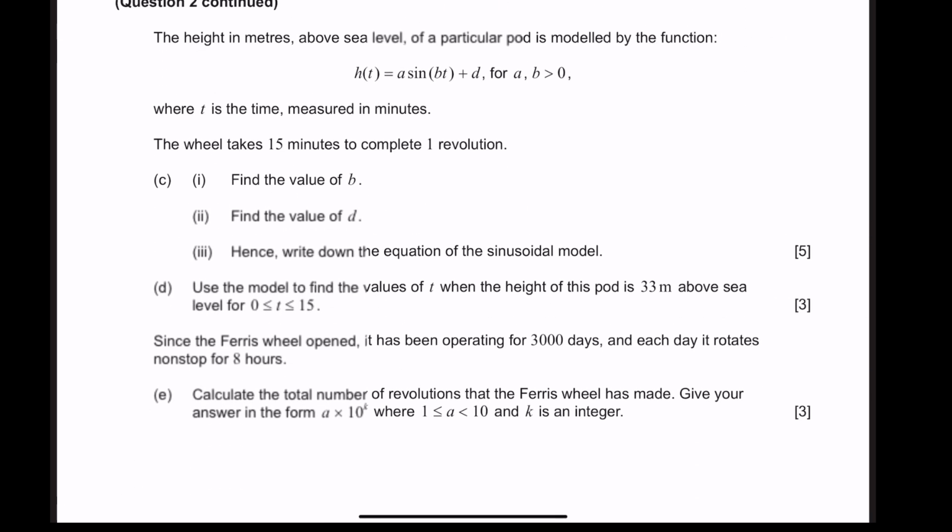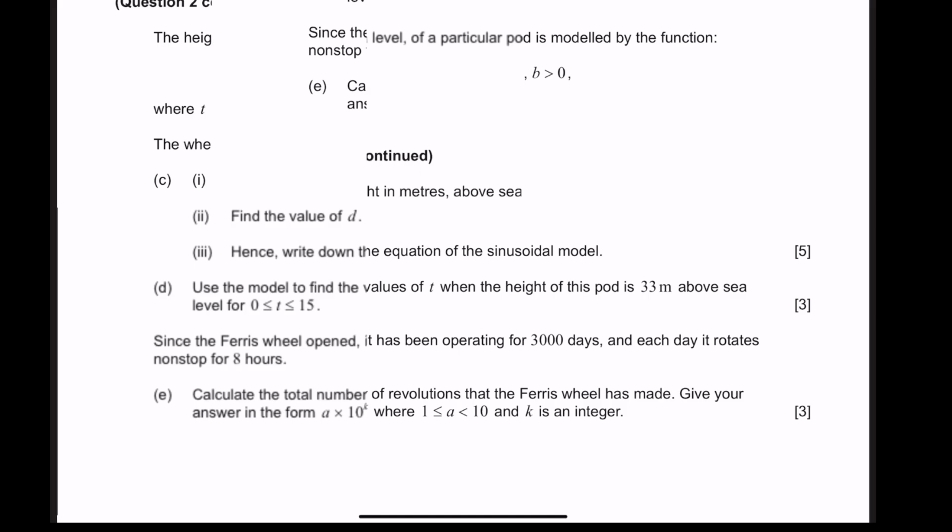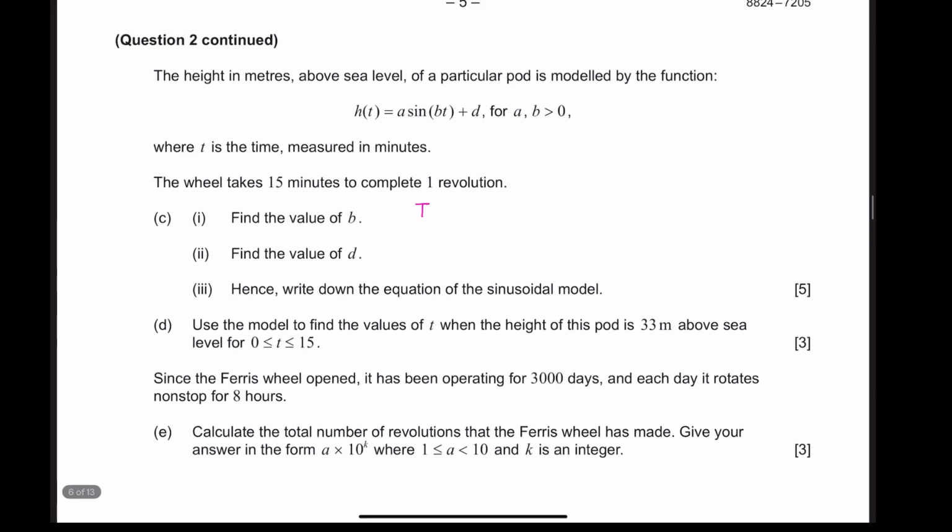The height in meters above the sea level for this particular pod is modeled by the function h(t) equals a sin(bt) plus d. So we are looking at a particular pod right now. The wheel takes 15 minutes to complete one revolution. You have to find the value of b. So basically, the time period is equal to 2 pi over b, where this is your b exactly. So b would be 2 pi by T.